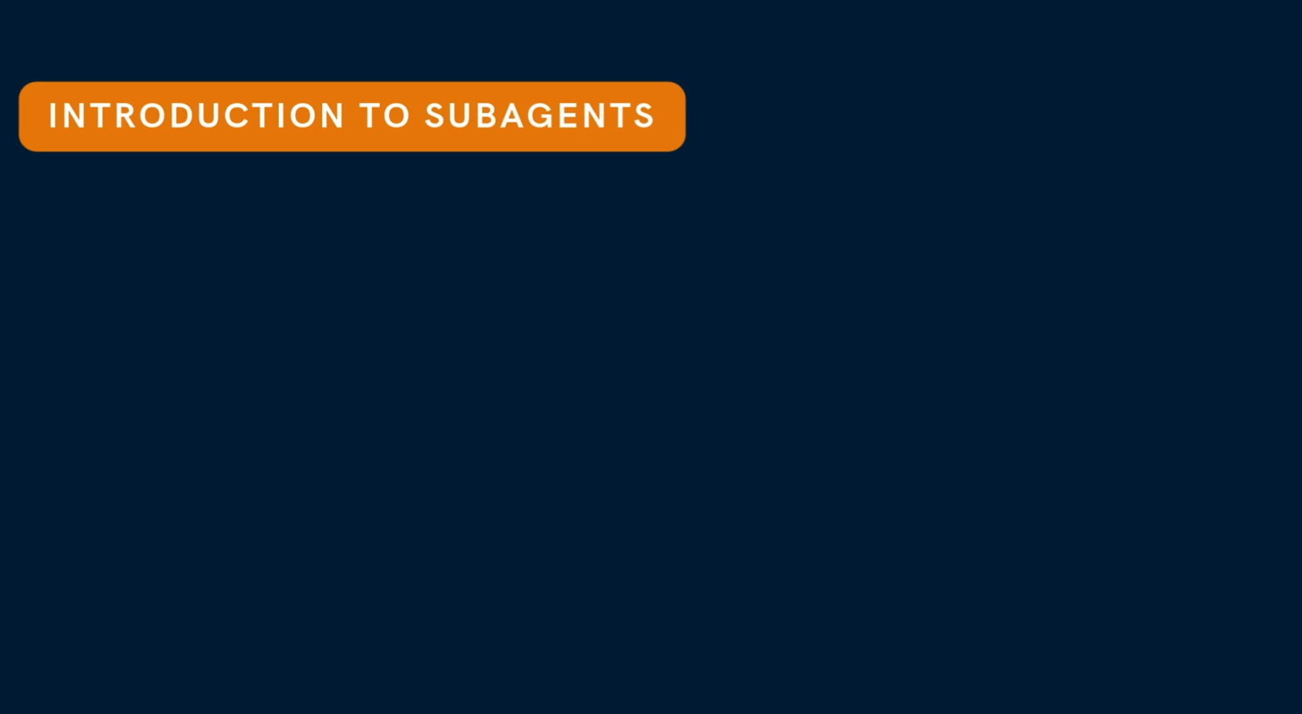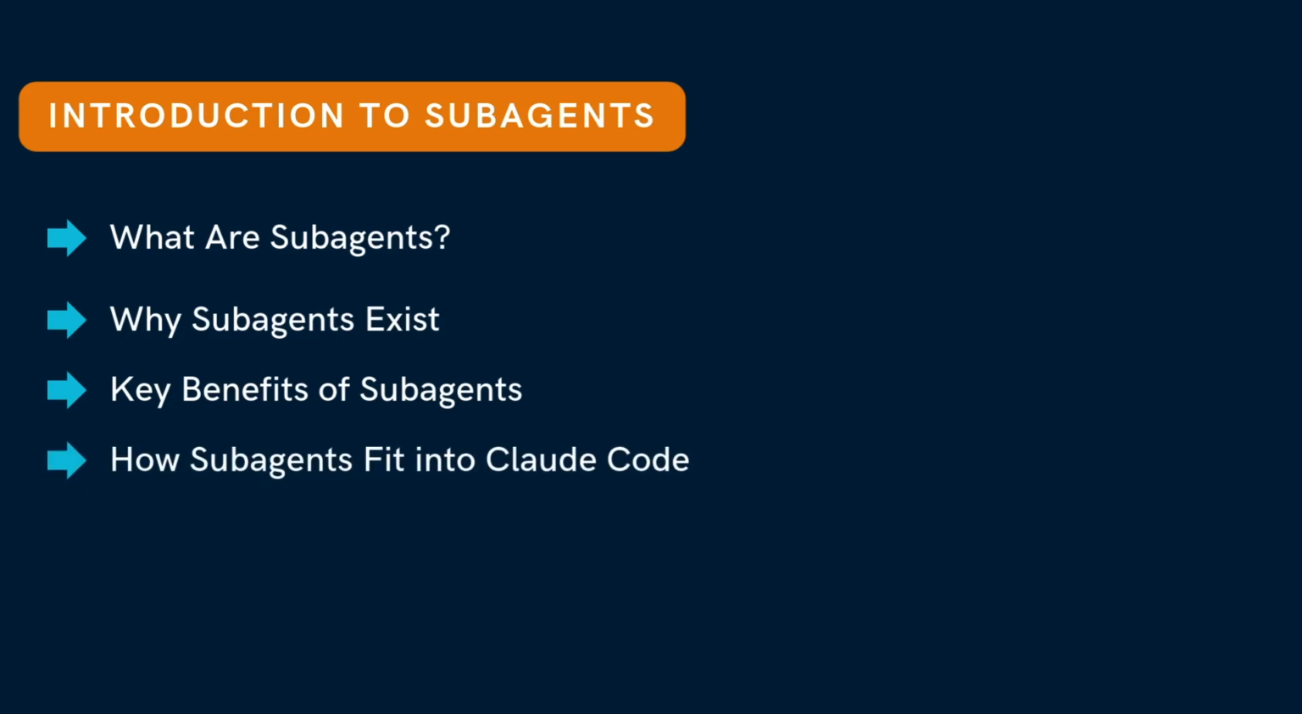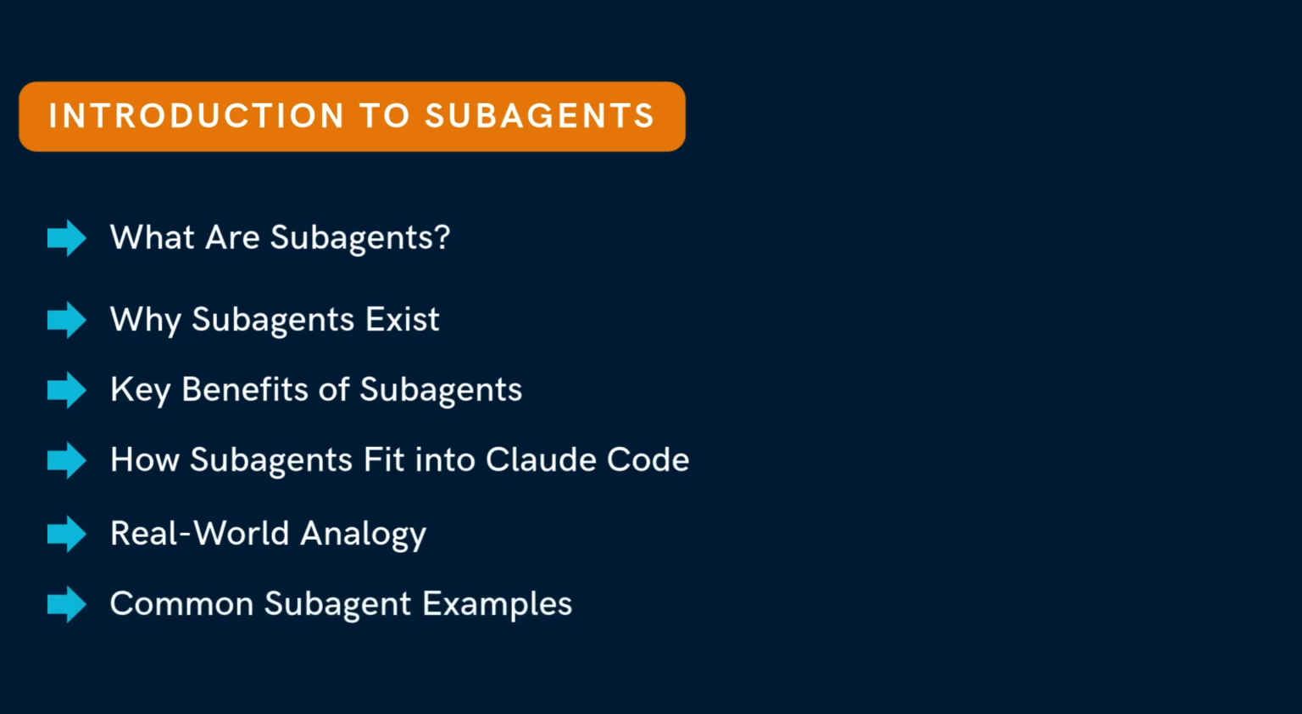In this lesson, we will learn about subagents. First, we will talk about what subagents are. Then we will learn why subagents are part of Claude Code. Next, we will go through the key benefits of using subagents. After that, we will see how subagents fit into Claude Code as a whole. Then we will look at a real-world example to make it easier to imagine. And finally, we will explore some common subagent examples inside Claude Code. By the end of this video, you will have a solid understanding of subagents.